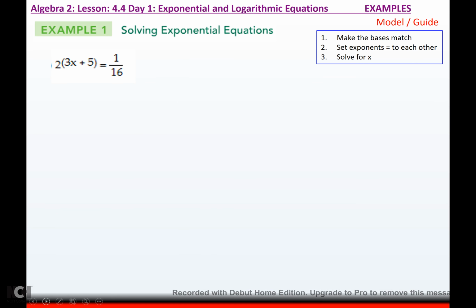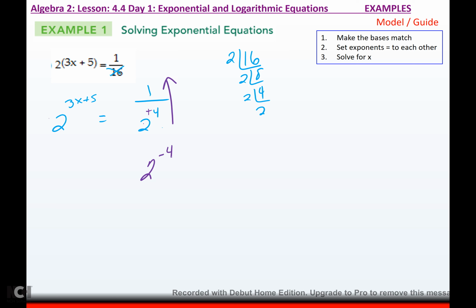Alright, this one, little tricky. I'm going to rewrite 16 with 2's. Divide by 2 is 8, by 2 is 4, by 2 is 2. So I'm going to rewrite 16 as 2 to the 4th. Now, they match, but this one's on the bottom and this one's on top. Well, you can move it up if you change the sign of the exponent. So this would become 2 to the negative 4th equals 2 to the 3x plus 5.